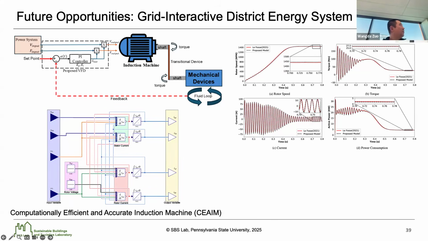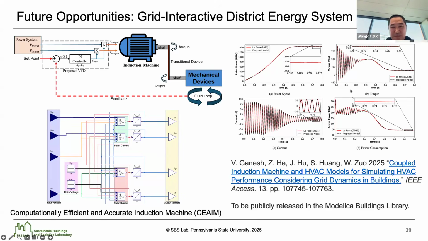Right, so you don't want to use this model for annual simulation. That's just too slow. But if you care about critical operation, then that's something you could use. And we also have a journal paper with more details, and the model is also going to be publicly released in the Modelica Buildings Library.